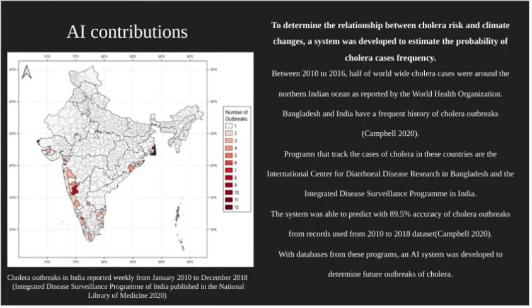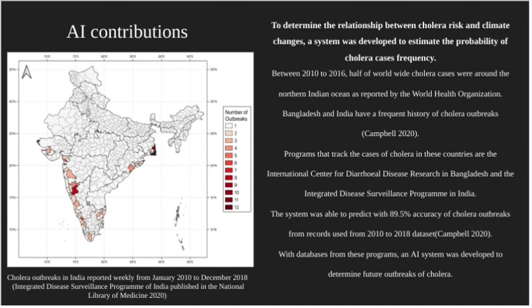Contributions to help with the cholera epidemic. To determine the relationship between cholera risk and climate change, a system was developed to estimate the probability of cholera case frequency. Between 2010 to 2016, half of the worldwide cholera cases were around the northern Indian Ocean as reported by the World Health Organization.